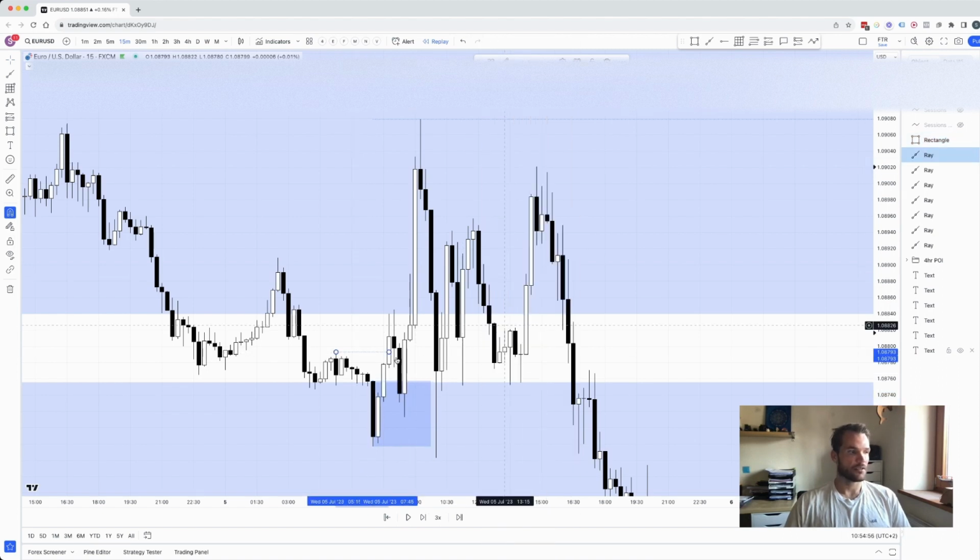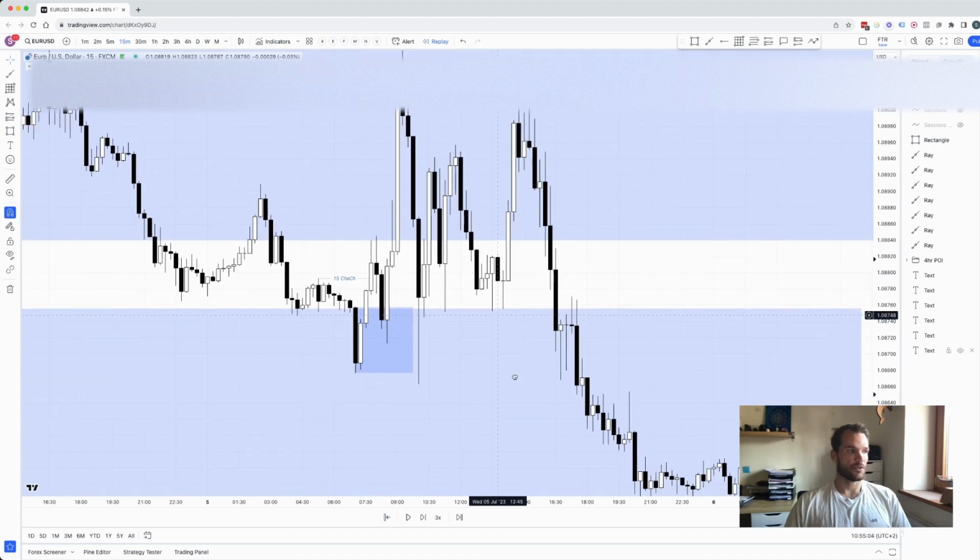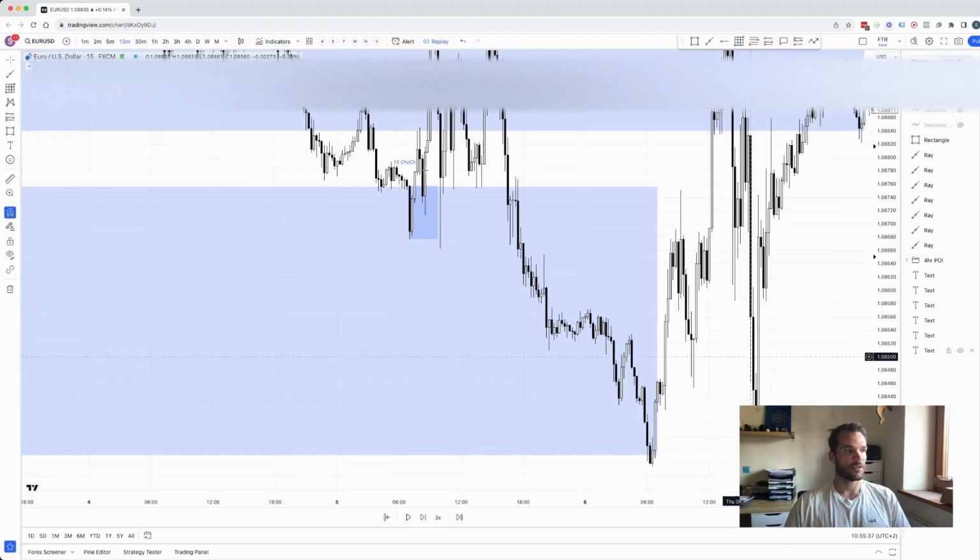That would be another, this is what I mean, 15 CHOCH. That would be another, I think that would be another win. We will mark them up fully, but I want to just cover 15-minute CHOCH. What we ended up having, we would have got a nice little 3R trade out of that.